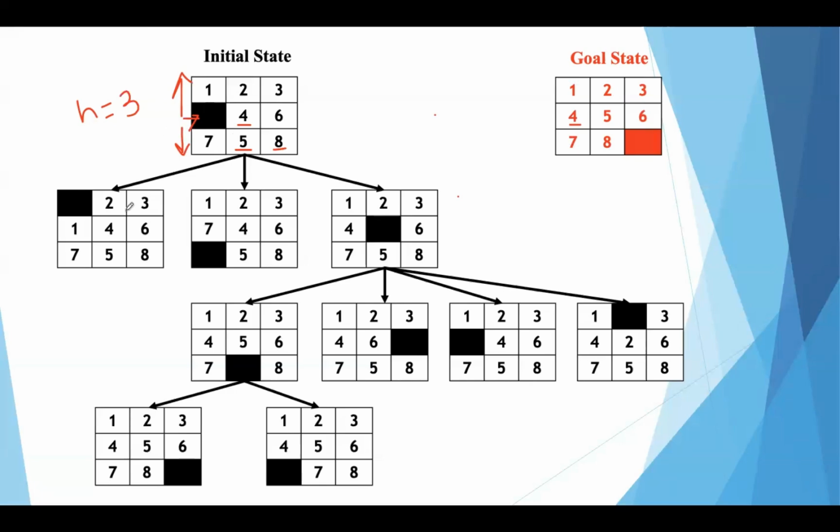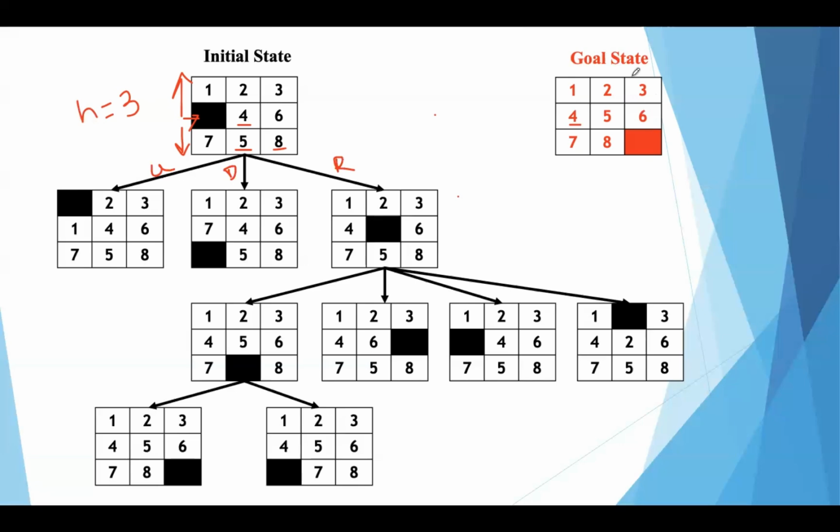So take 3 cases. In the first case, we are moving this tile upwards so that 1 comes down. In the second case, move this tile downwards, so you'll be swapping the 7 with the blank space. And after that, you can move this blank tile towards the right side. Now you can compare these states with the goal state. There is no match between any of the states and the goal state.